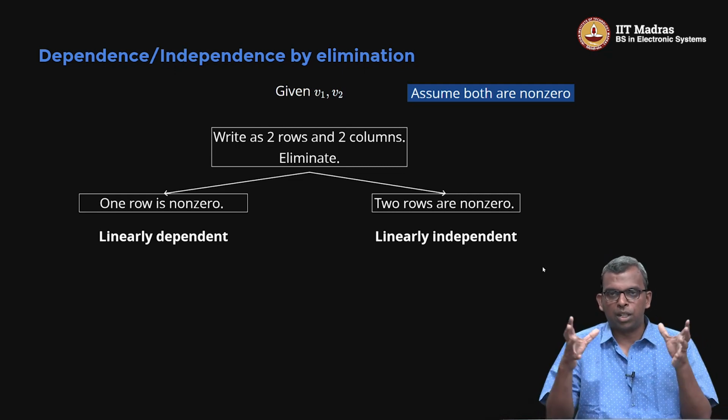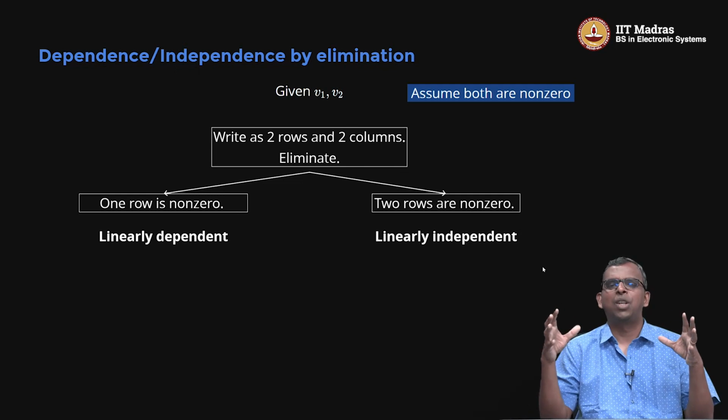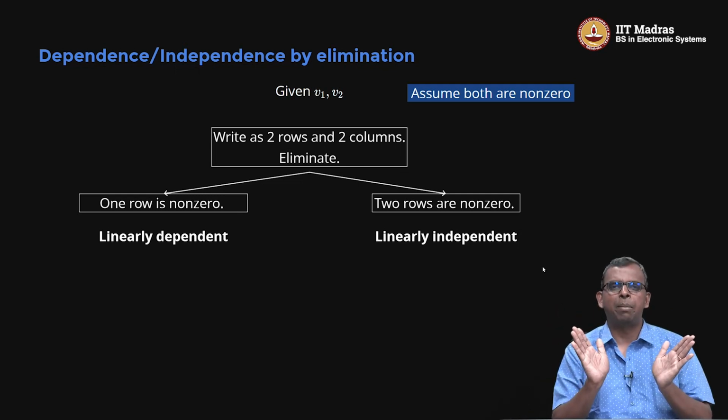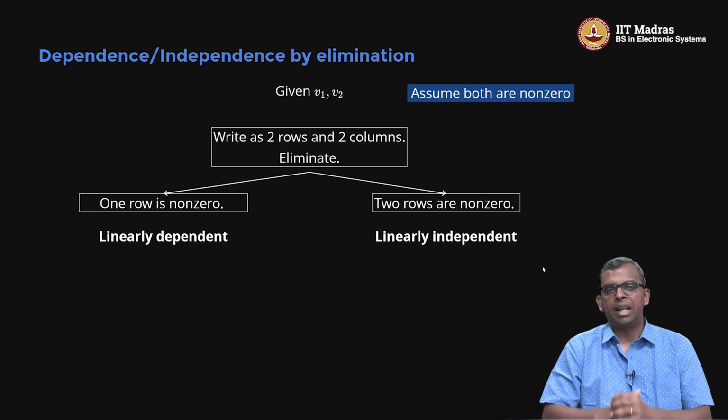I hope you understood the linear dependence and independence structure in R2. Basically, two vectors in different directions are linearly independent, same direction dependent, and three vectors can never be linearly independent in R2.